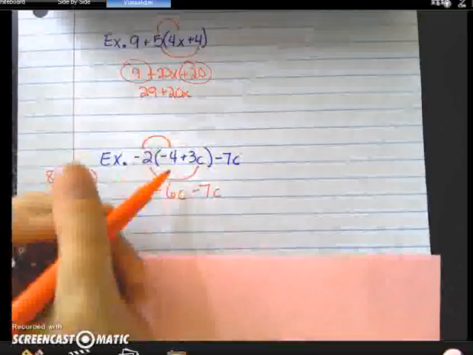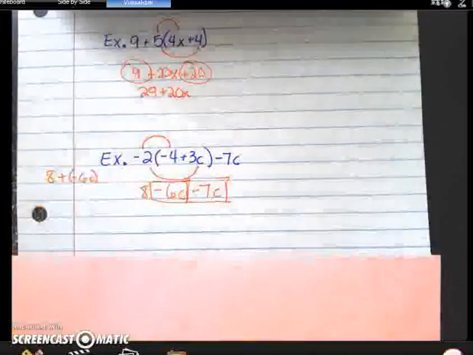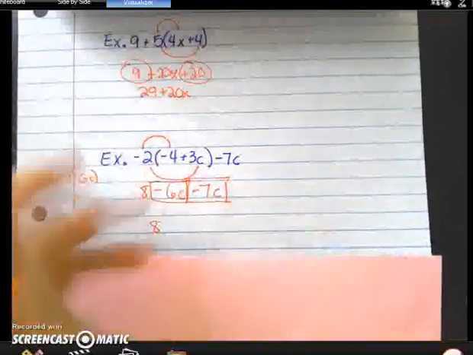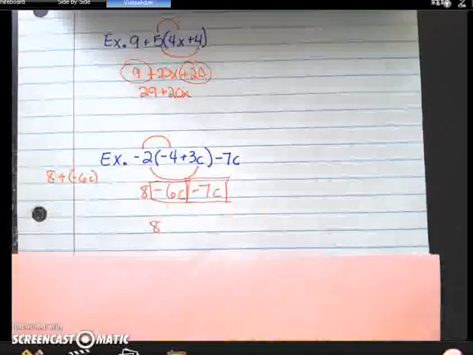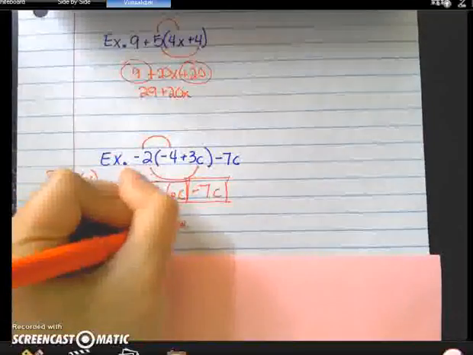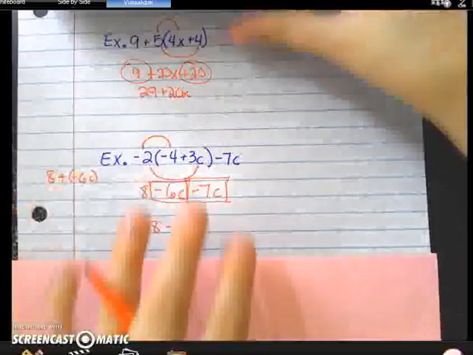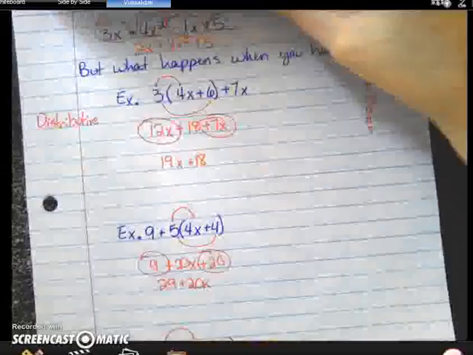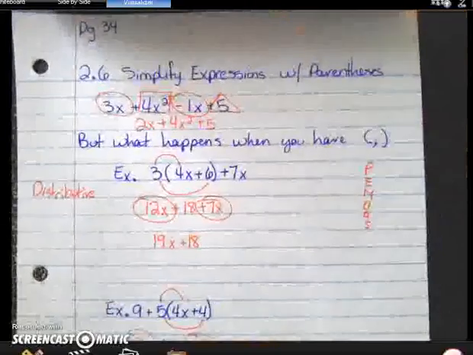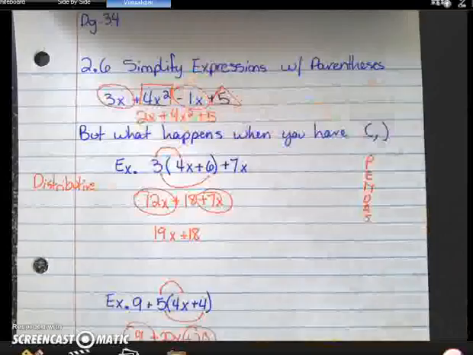Then I do my combination. My two like terms are negative 6c and negative 7c. So negative 6c minus 7c is negative 13c. My new expression is 8 minus 13c. You can see that those expressions are a lot simpler now that we used the distributive property to get rid of the parentheses.